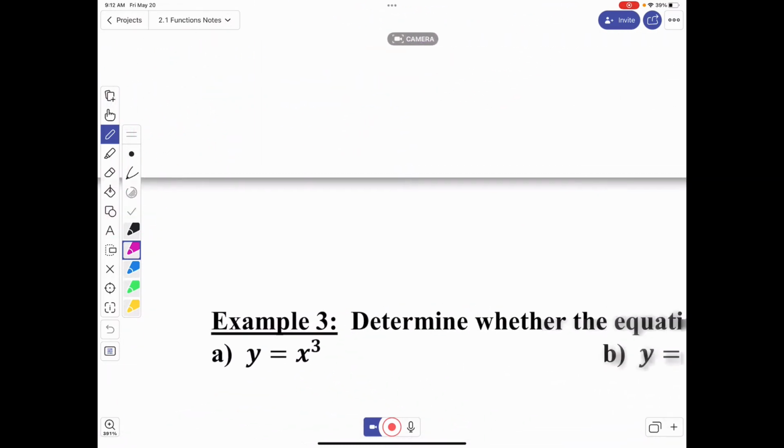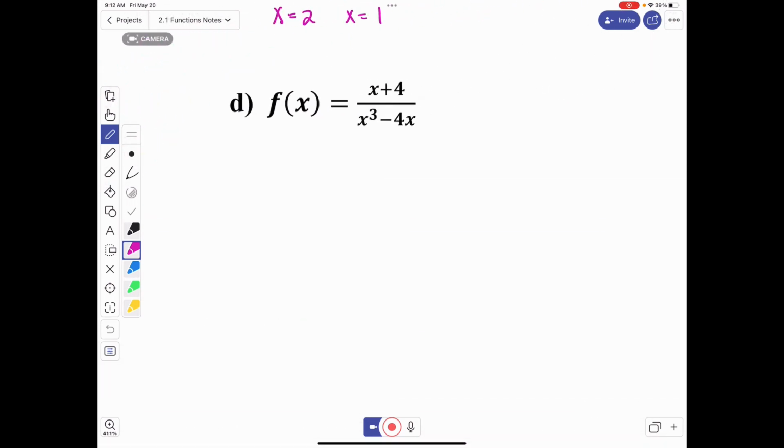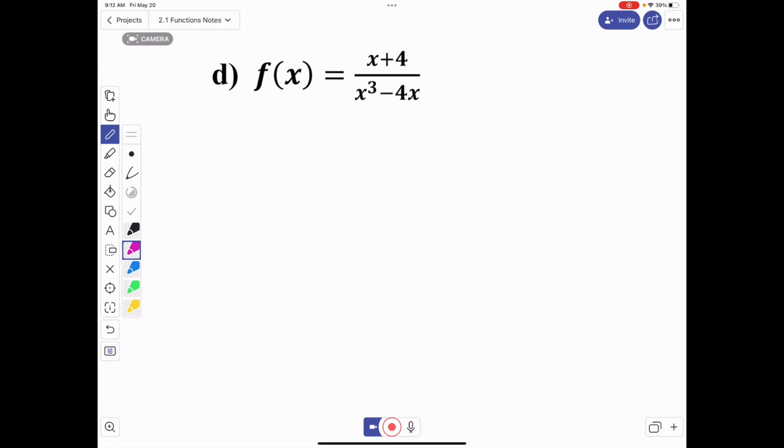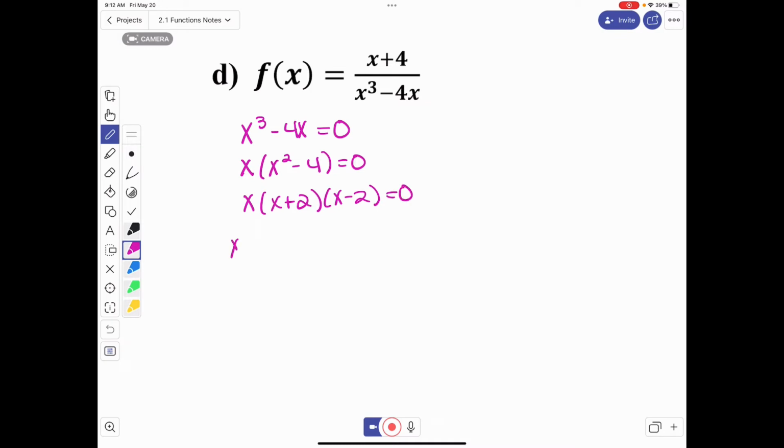All right, for D, again, this one is similar to B. We can't have 0 on the bottom. So we take the x cubed minus 4x and set it equal to 0 and solve. I factor out an x, which leaves me with x squared minus 4, and I see that this is a difference of squares. So x plus 2, x minus 2 equals 0. So I have x equals 0, x plus 2 equals 0, and x minus 2 equals 0. So I'll get x equals negative 2, and x equals a positive 2, okay?